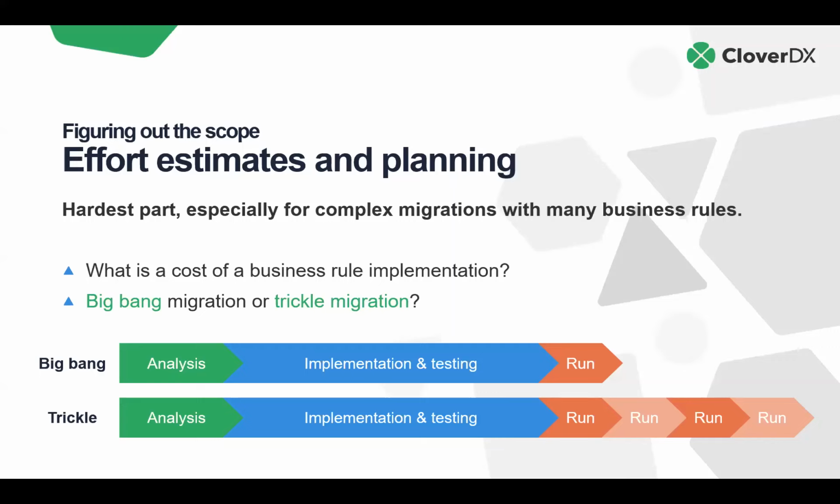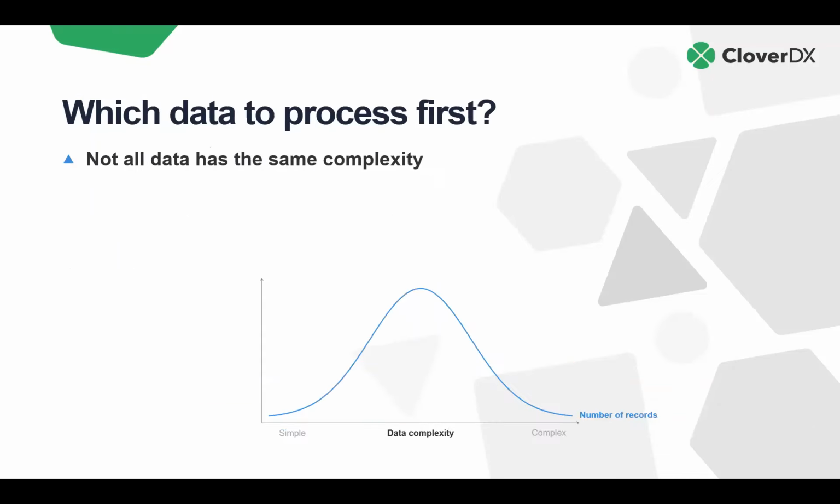The implementation and testing usually takes about the same for both, since in the end you have to implement the same business rules, regardless of whether you do it as a big bang or trickle migration. So in the end, trickle usually takes longer, but typically it's lower risk at the end. You just need to be a little bit more careful with the planning and making sure you order your data correctly, which is actually an interesting thing when you think about what do you start with.